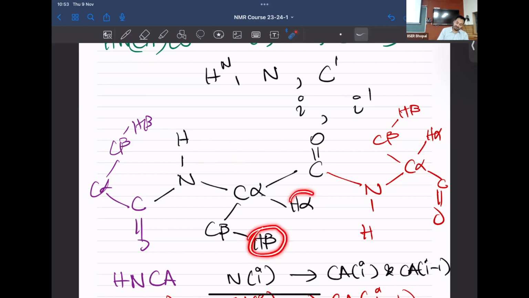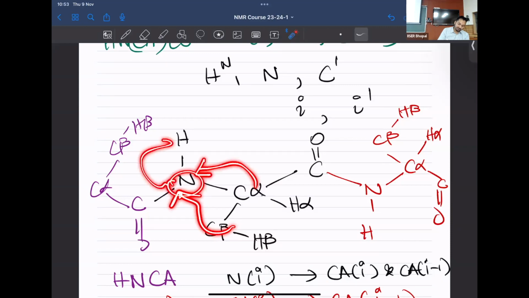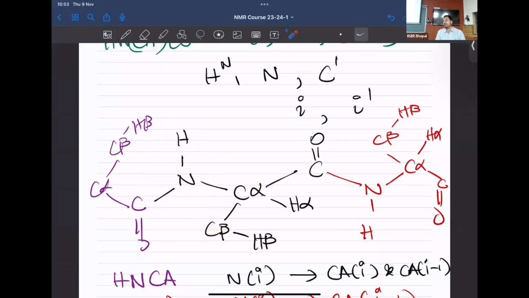The CBCA experiment excites the alpha protons, which transfer the coherence to the respective carbon. That transfers the coherence to the nitrogen, which transfers to the proton and finishes. This is still a proton-to-proton experiment, but it is not out and back. What is out and back? You give and take it back. Here, you don't give and take it back. Somebody gives, somebody takes it back. Still proton to proton, still high sensitivity.